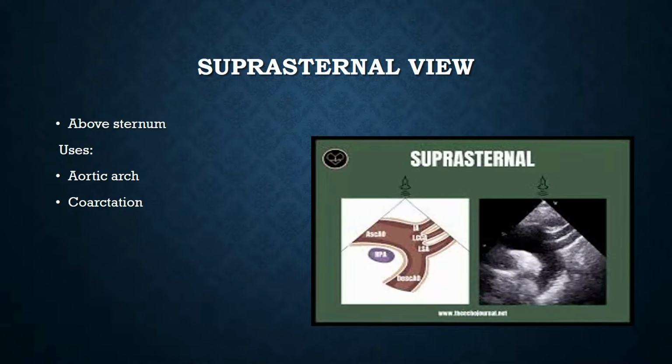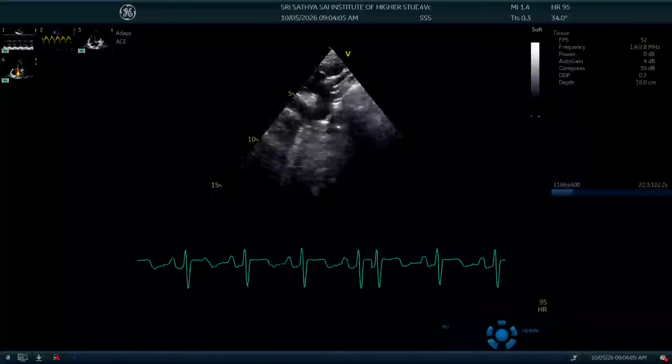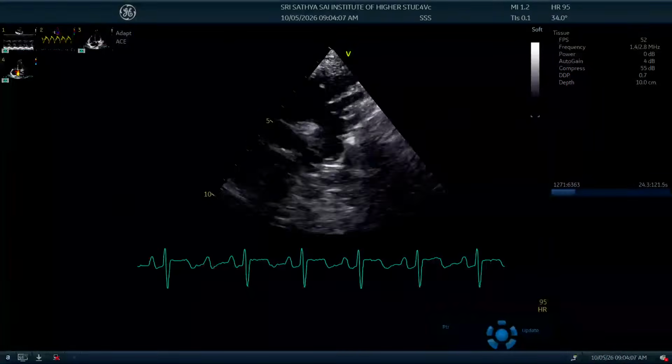Suprasternal view, where the probe is placed on the notch above the sternum. Focus is the right arch and its branches. It is used for detecting the aortic coarctation or any arch pathologies.